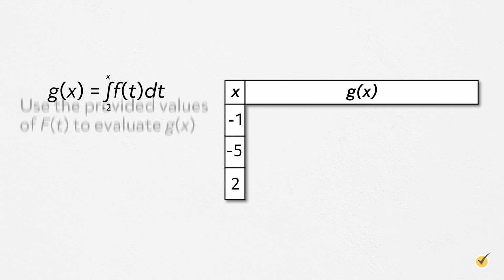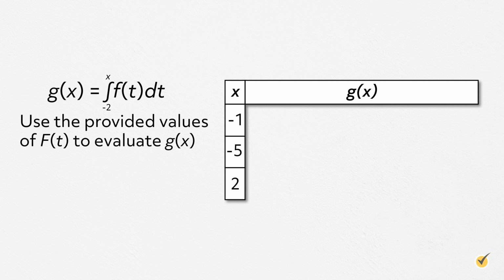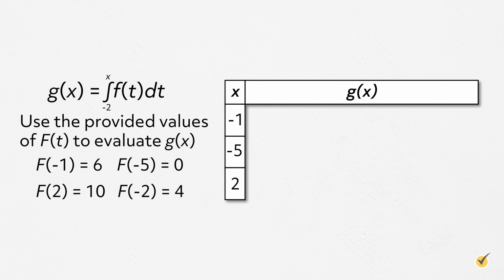Let's try one more. Suppose g of x is equal to the integral from negative 2 to x of f of t dt. Use the provided values of big F of t to evaluate g of x. Big F of -1 is equal to 6, big F of -5 is equal to 0, big F of 2 is equal to 10, and big F of -2 is equal to 4. Now pause the video and give yourself a few minutes to work this out.